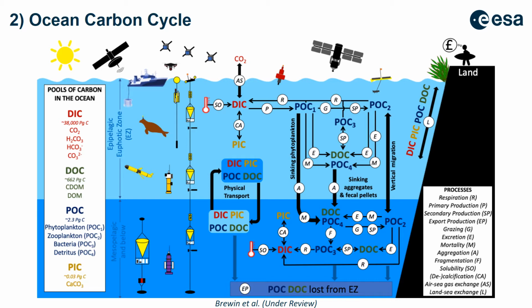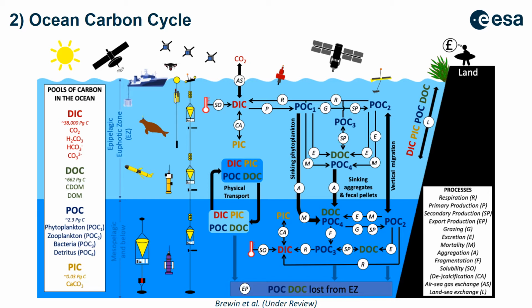Now, this is a schematic diagram of the ocean biological carbon pump. It's quite rich, a lot of information there. But if we just run through some of the key components of this, we have 4 different pools of carbon in the ocean. There's dissolved inorganic carbon, DIC, which is the largest pool of carbon. There's dissolved organic carbon, shown in the green here, which is, again, a large pool of carbon in the ocean, around 662 petagrams of carbon.